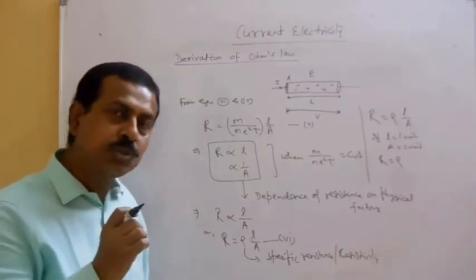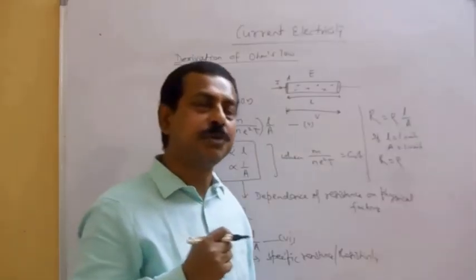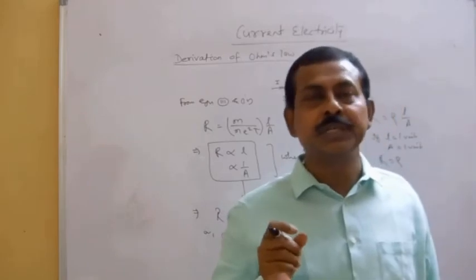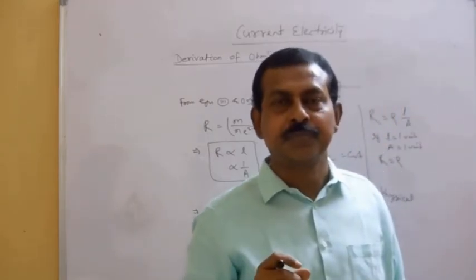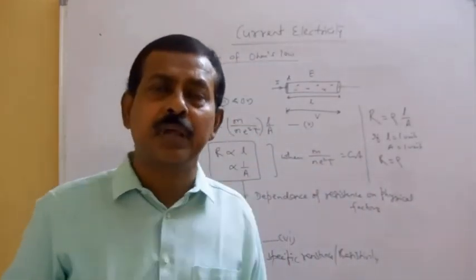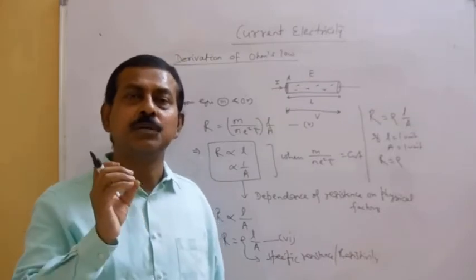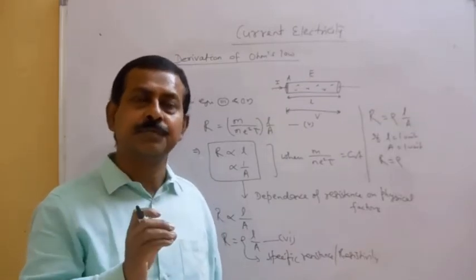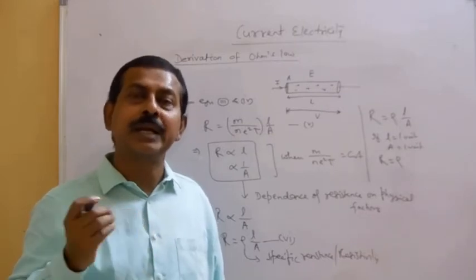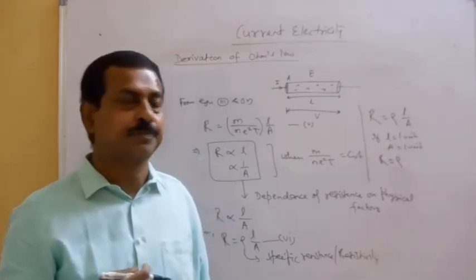So this we can use to define a specific resistance. This is the resistance offered by the conductor or material of unit length and unit area of cross section. This we can also define in a different way, as the resistance offered by a cube of that material whose side is unity when current enters from one face and leaves from the opposite face.